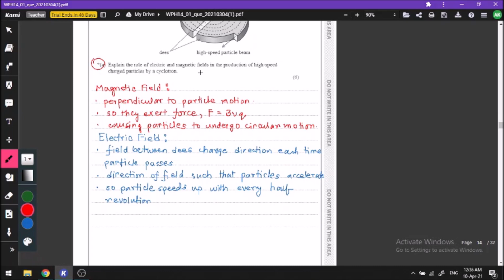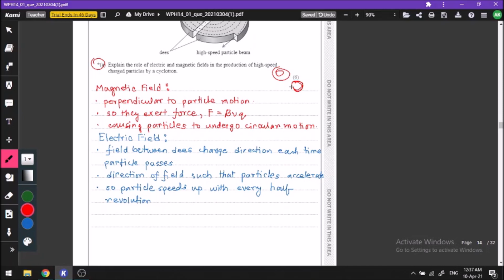rotates those particles. The magnetic fields are perpendicular to the particle motion. As the particles move, they face a force due to the magnetic field, which is given by the formula F equals BVQ. B is the magnetic field strength, V is the velocity, and Q is the charge of the particle. This force is basically the centripetal force, and this centripetal force causes the particles to undergo circular motion like this.